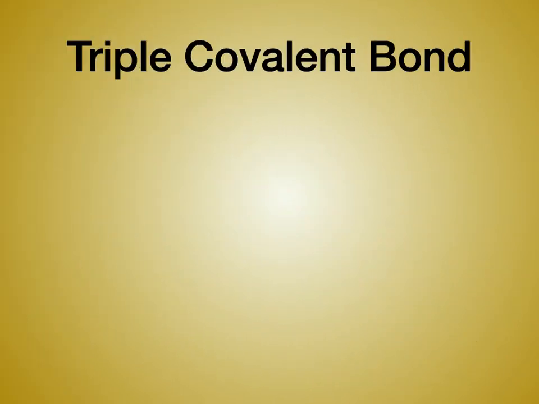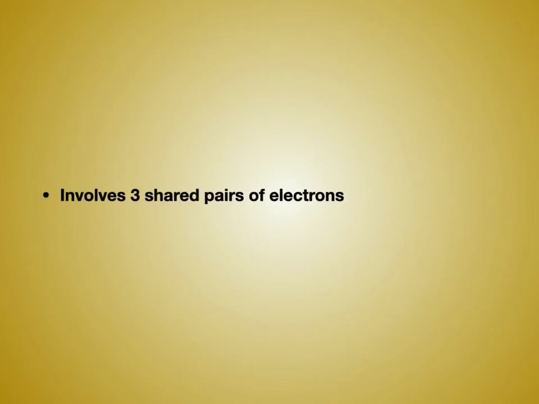Now, I'd love to give you a cute graphic for a triple covalent bond, but drawing this in 2 dimensions is really pretty hard. So just take my word on this. As you might expect, a triple covalent bond involves 3 shared pairs of electrons. An example would be nitrogen.